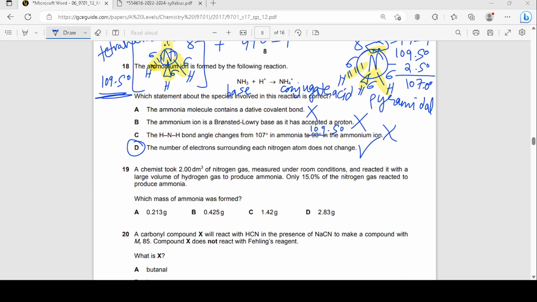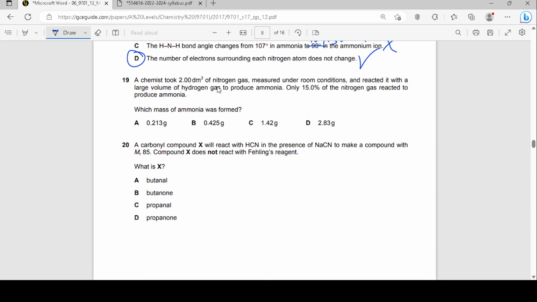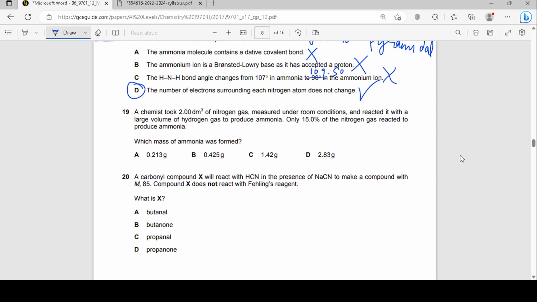That is true. Okay, now next question, question number 19. A chemist took two cubic decimeters of nitrogen gas measured under room conditions and reacted with a large volume of the hydrogen gas to produce ammonia. Only 15% of the nitrogen gas reacted to produce ammonia. Which mass of ammonia was formed?